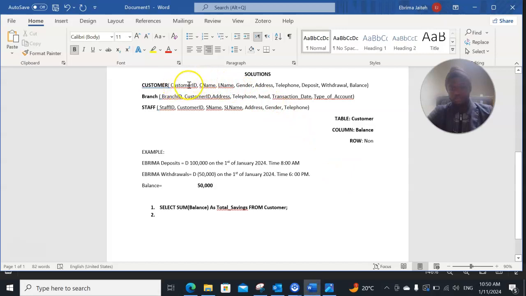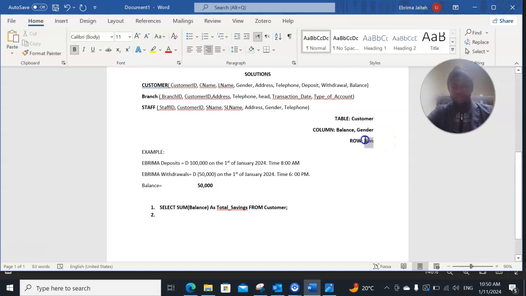Let's see here under the customer table, which column do we think is suitable? We have customer ID, no. C name, no. Last name, no. Gender. Can you see? Gender is talking about male or female. So this question is talking about male customers. So we have balance, comma, we have gender.